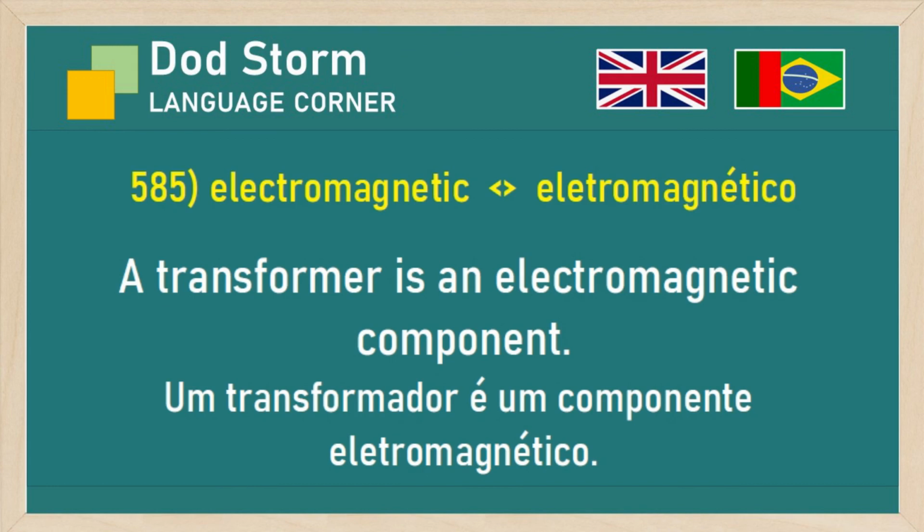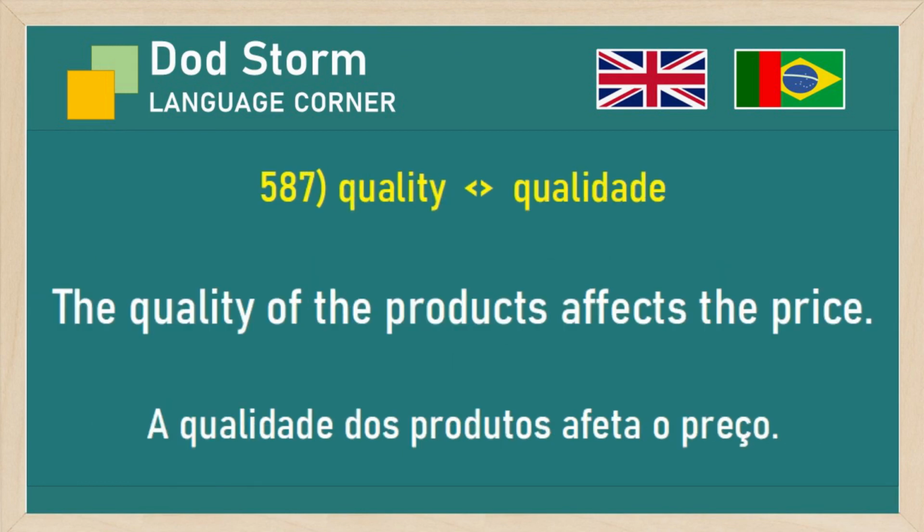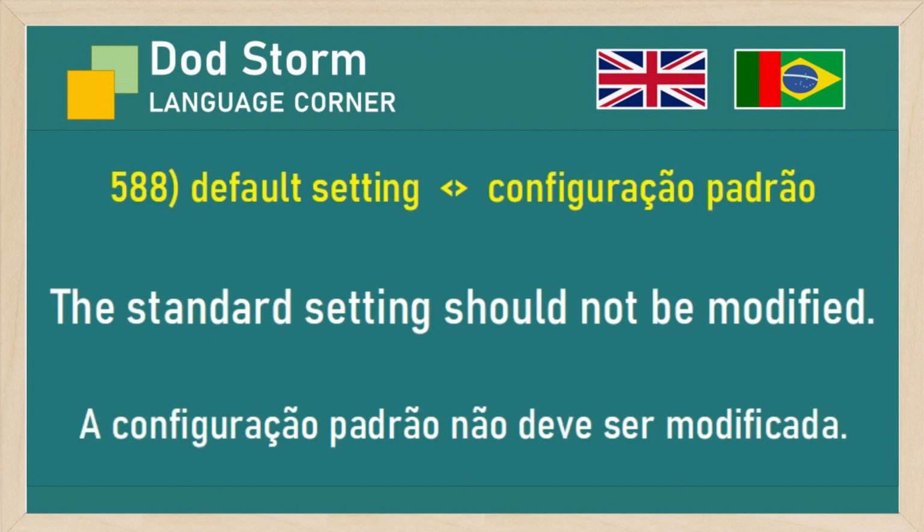A transformer is an electromagnetic component. The electron moves almost at the speed of light. The quality of the products affects the price. The standard setting should not be modified.